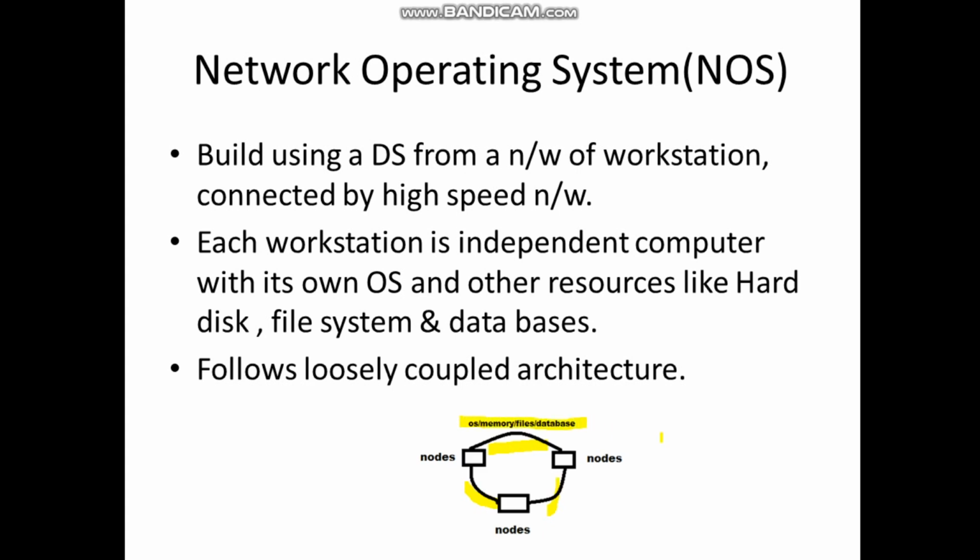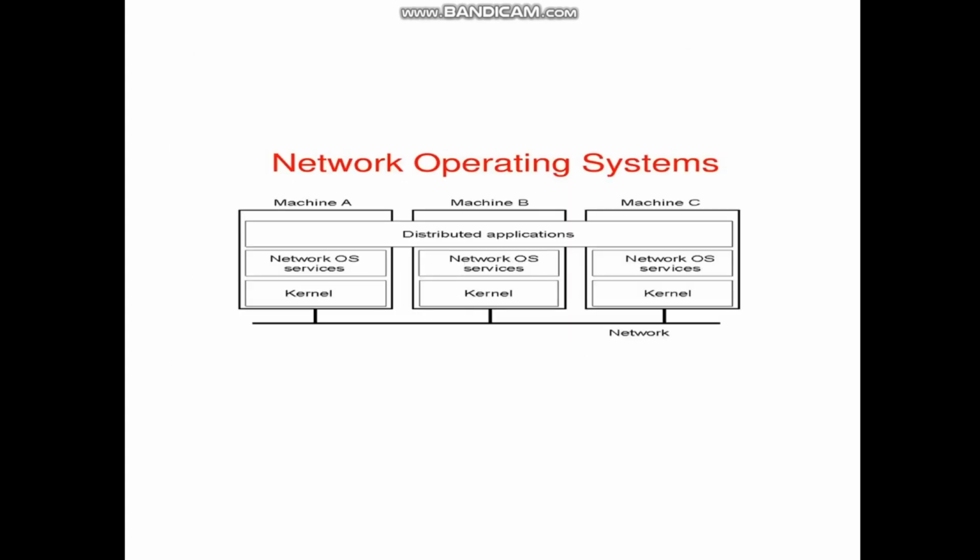If you remember this Teda-Meda diagram, then you can produce points for network operating system. This is an official diagram of network operating system. As we said, there is a machine A, machine B, machine C. These machines have a common distributed application. Each machine has its own network OS and the kernel which is connected to the common network.